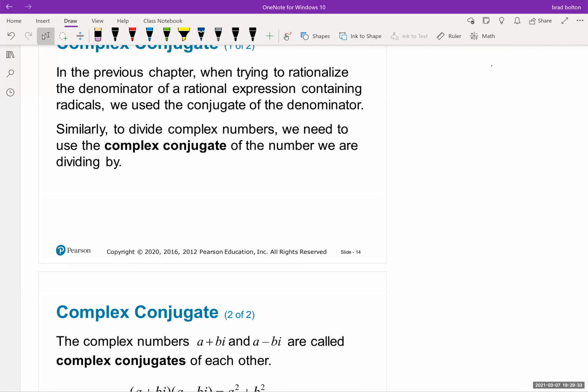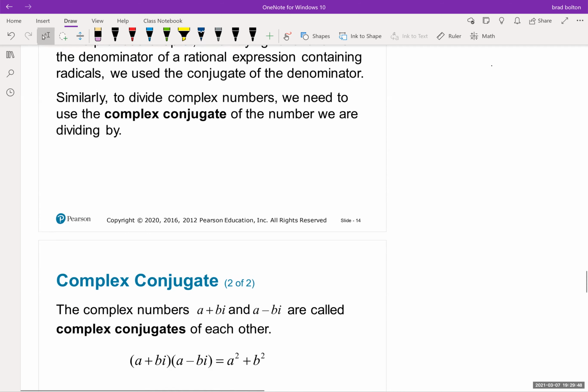So in the previous chapter, when trying to rationalize the denominator of a rational expression containing radicals, we use the conjugate of the denominator. Similarly, to divide complex numbers, we need to use the complex conjugate of the numbers we are dividing by.